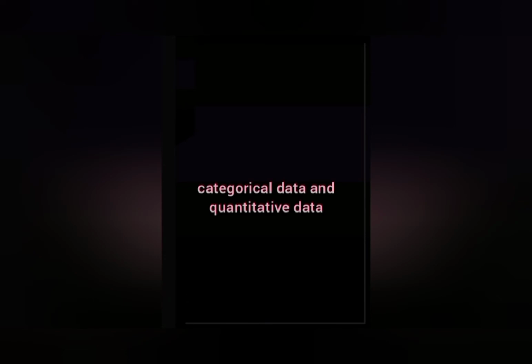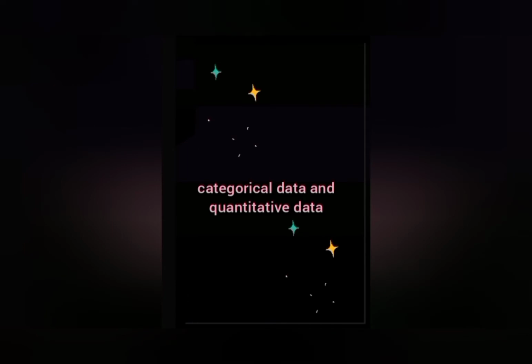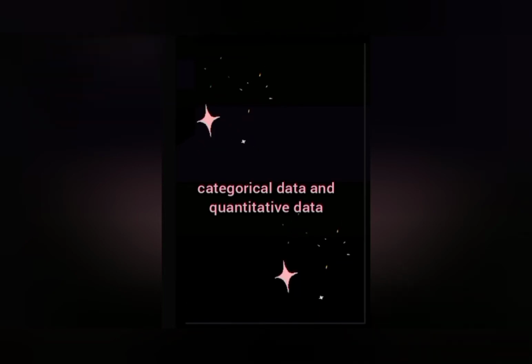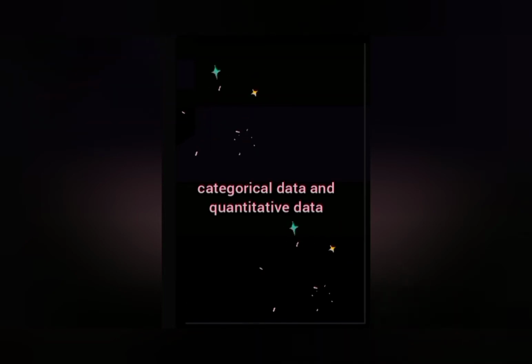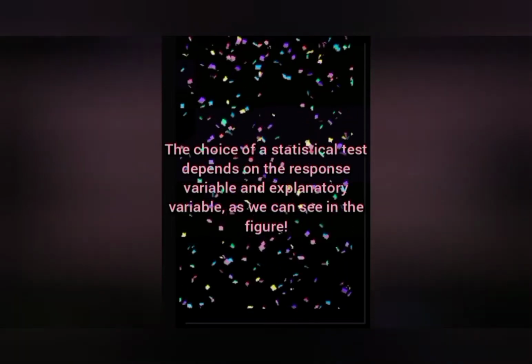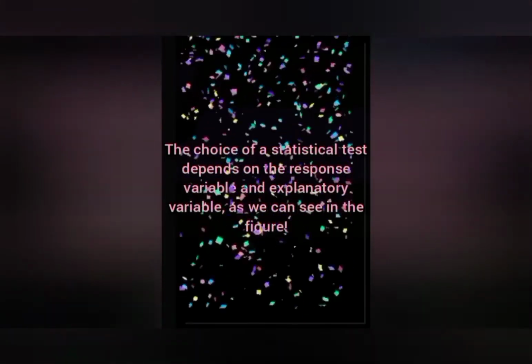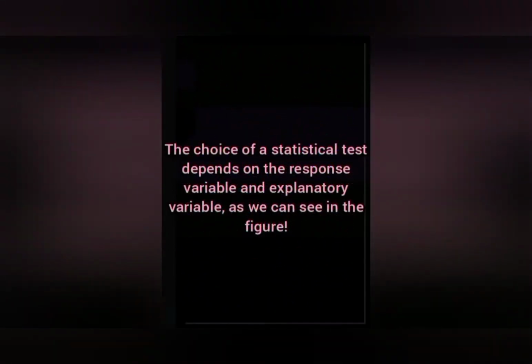Also, we classify the variables as categorical or quantitative data. The categorical data sets subjects in different groups, while quantitative data varies in amount. The independent variable is the manipulated variable, the one that varies. It is the variable suspected of being the cause in a causal relationship or the predictor of another variable. The choice of a statistical test depends on the response variable and explanatory variable, as we can see in the figure.